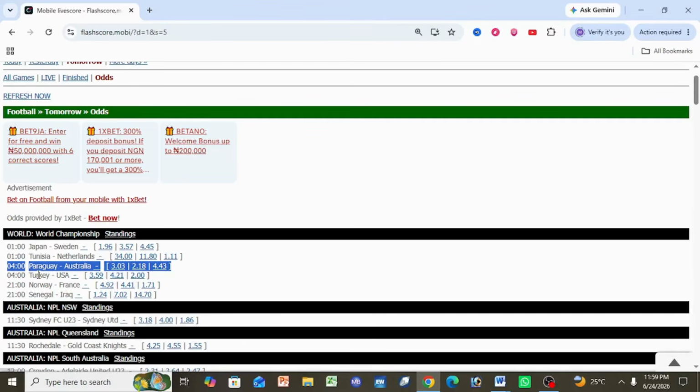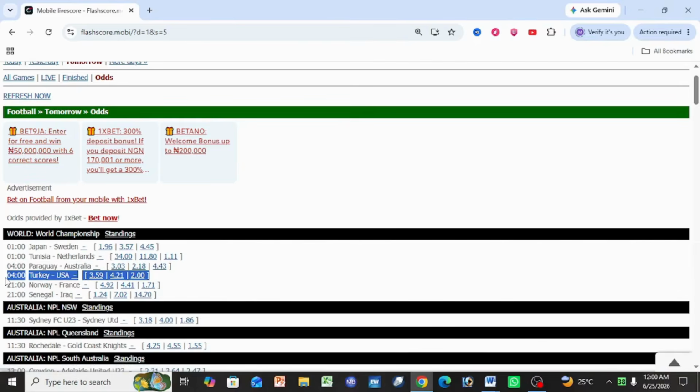Right, so now the Turkey USA. The 0-0 correct score is 4.5 margin, and the 1-1 correct score is 0.5 margin. That shows you that the 1-1 correct score 0.5 margin is very tight. Same thing with Paraguay and Australia, very tight. So that means the market is also expecting a potential draw in this match.